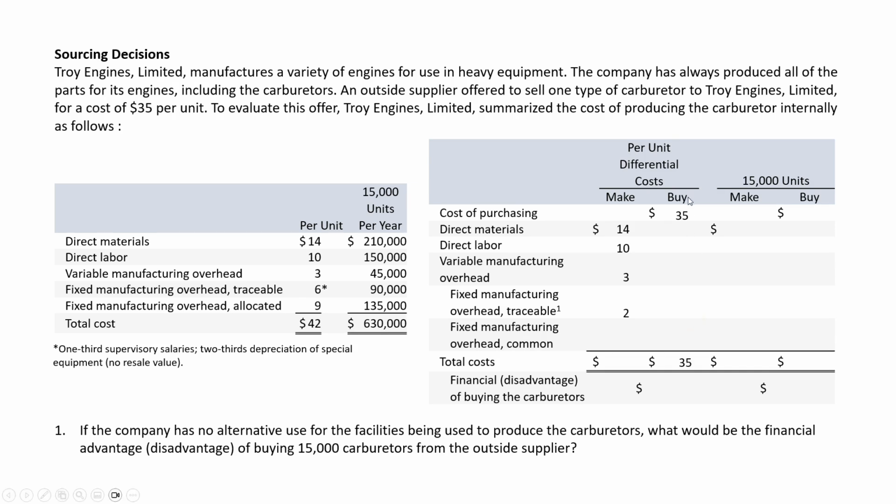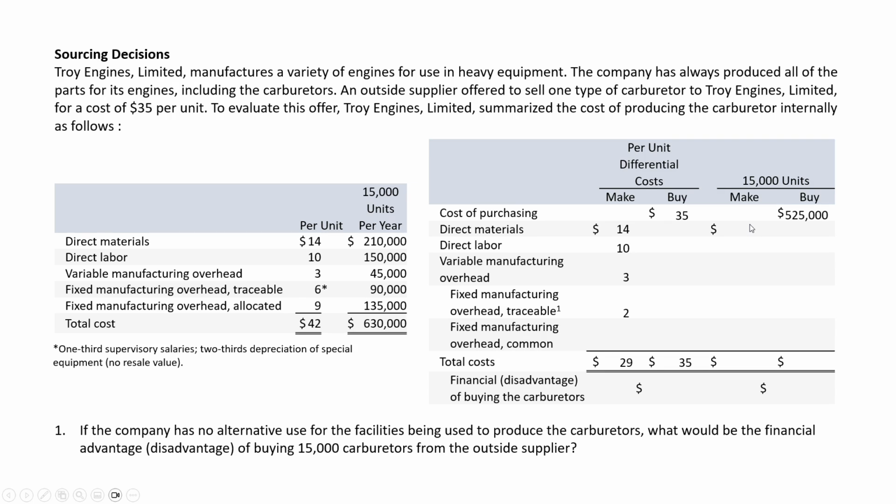So if I go through here again and total things up, my total cost to buy is the outside supplier cost of $35. My total relevant cost to make it, ignoring the irrelevant costs that aren't different between make or buy, is $14 of direct material, $10 of direct labor, $3 of variable overhead, and $2 of fixed overhead that's traceable and relevant. Remember, the other $4 is not. So $29 is the relevant cost per unit of making it.